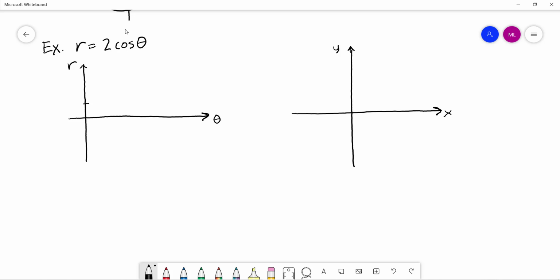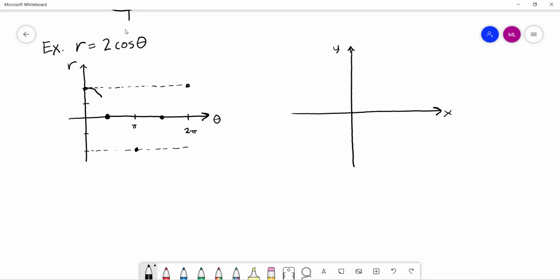So what does the cosine function look like? If it has an amplitude of 2, that means all of the oscillations have to occur between a height of plus or minus 2, has a period of 2 pi, and it starts up at the top, goes down through this point, goes down to here, back up to here, back up to here.